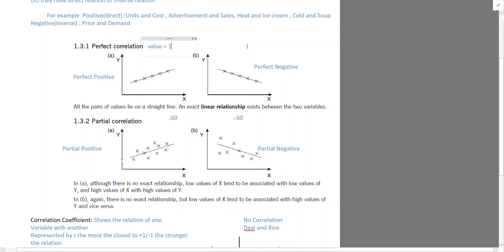So we could have a strong relation, or we could have a partial relation where it is moving in a direction but not exactly in a straight line. Some data is above, some data is below the line. We can still draw a line.